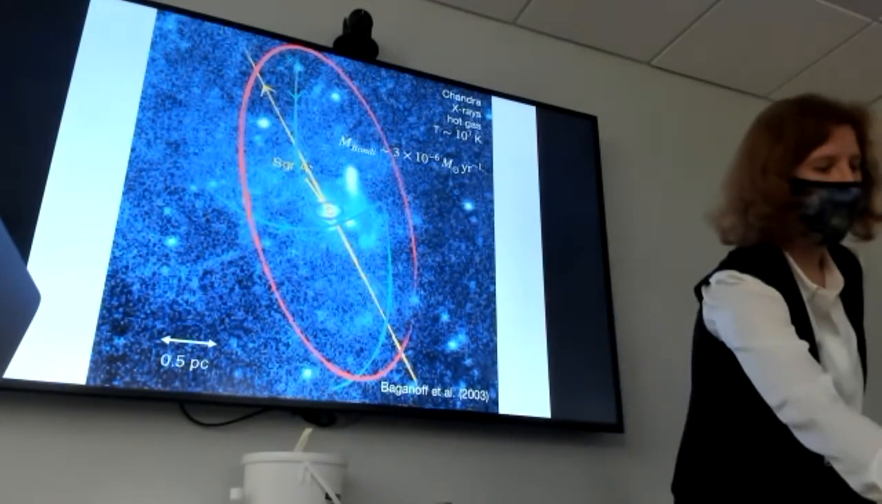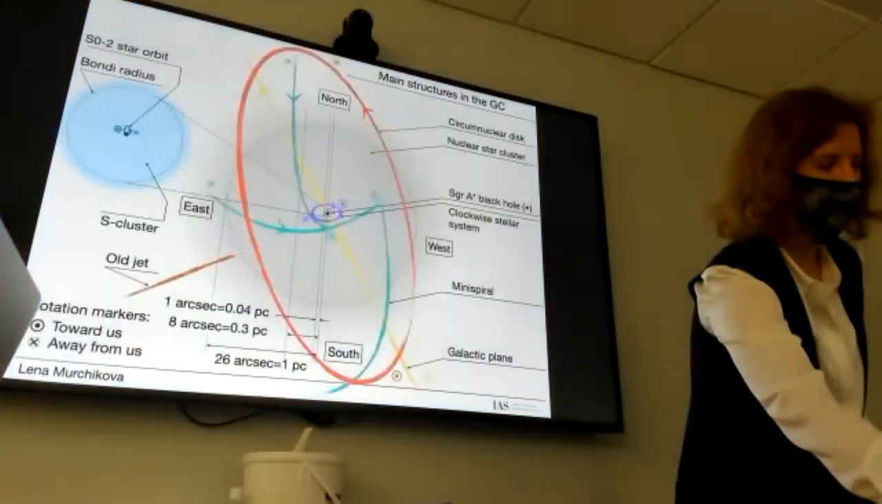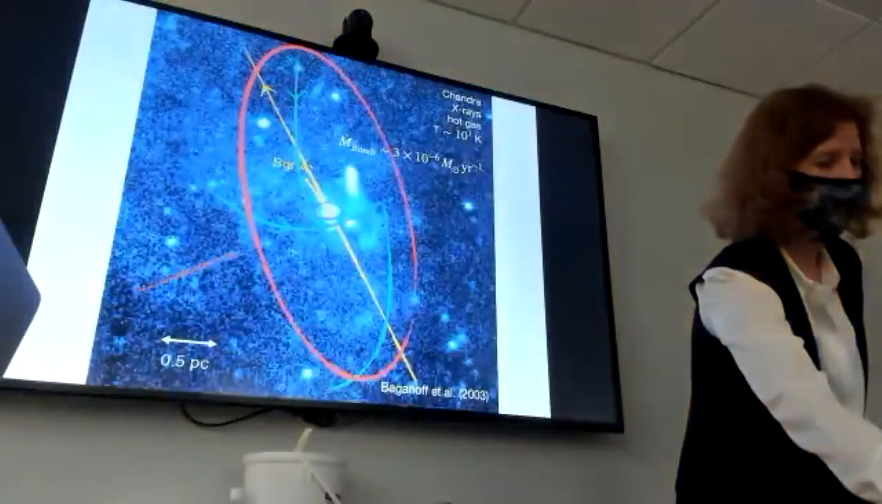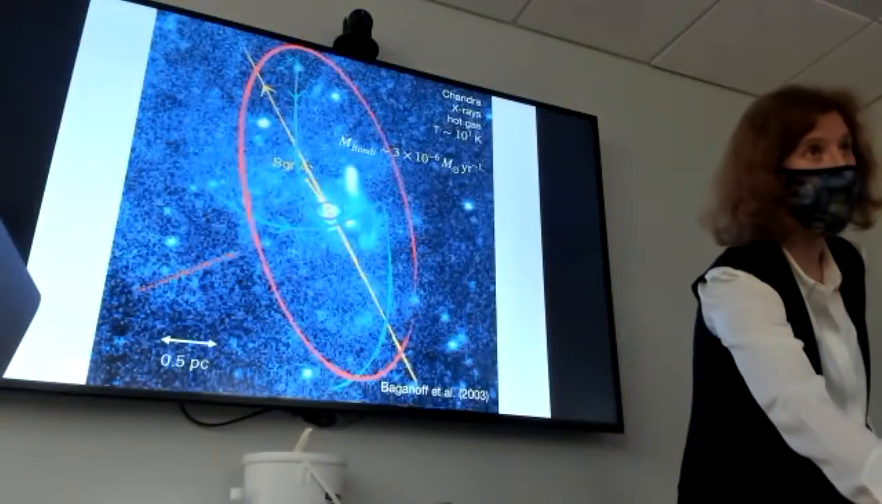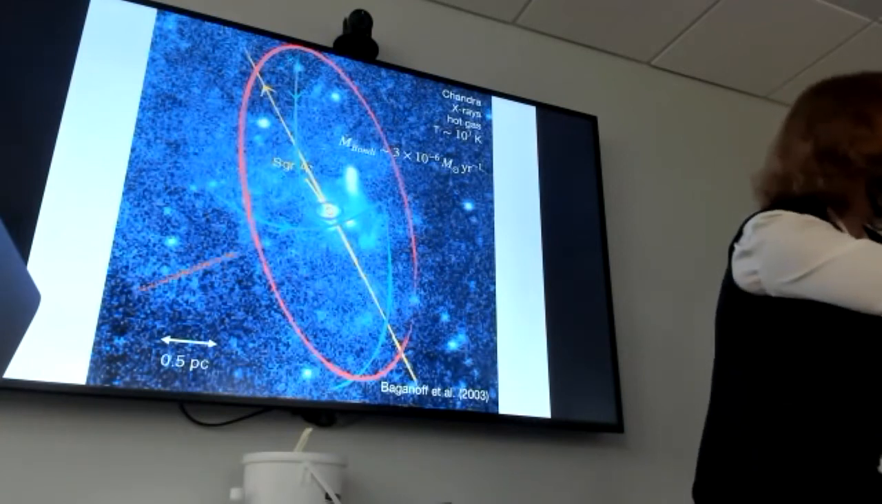So if I flash this, oh, darn, sorry. You can see that it's just a line in X-ray. People say that must be a jet because it's straight. Yeah, I agree.